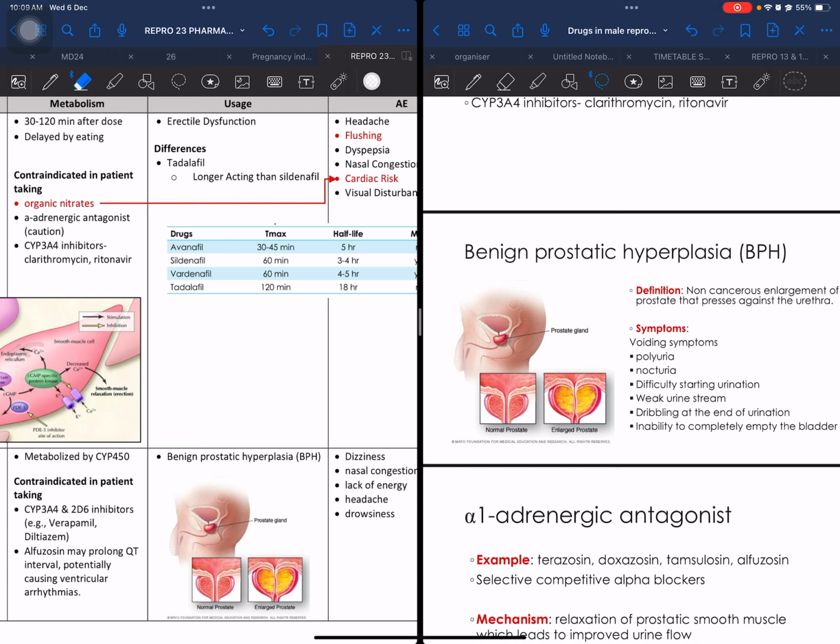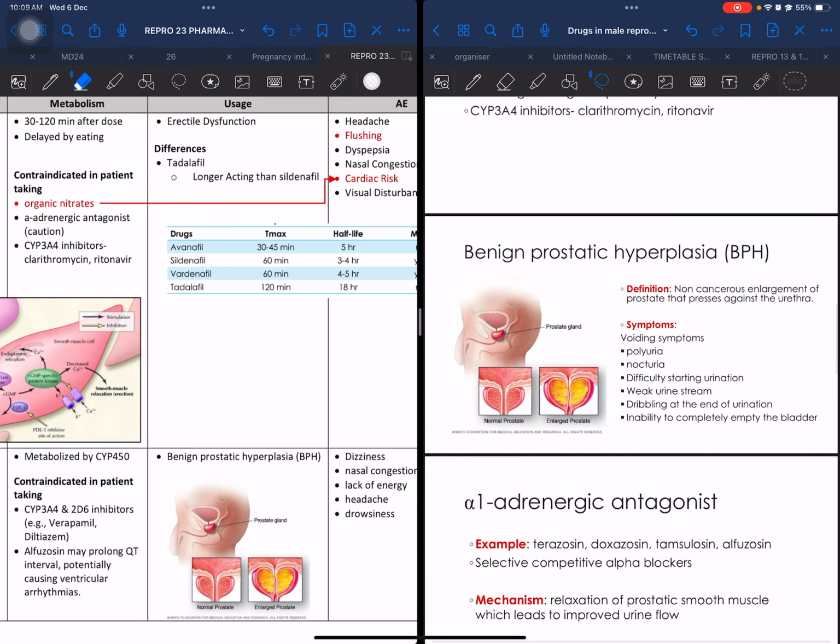Usually, very commonly, when the patient comes, you see an enlarged prostate. Okay? That presses against the urethra. So because it presses against the urethra, all your symptoms will be urinary symptoms. For example, voiding symptoms such as polyuria, nocturia, difficulty starting urination, weak urine stream, dribbling, and inability to completely empty the bladder. Okay? These are the common symptoms of BPH.